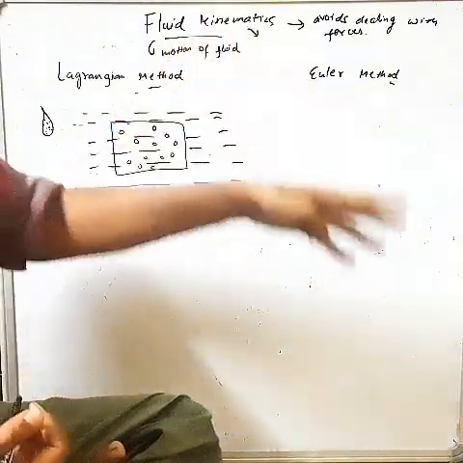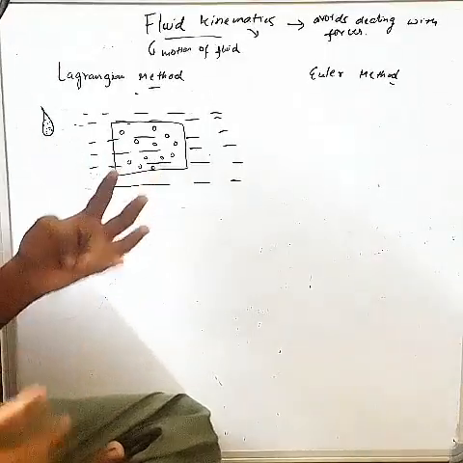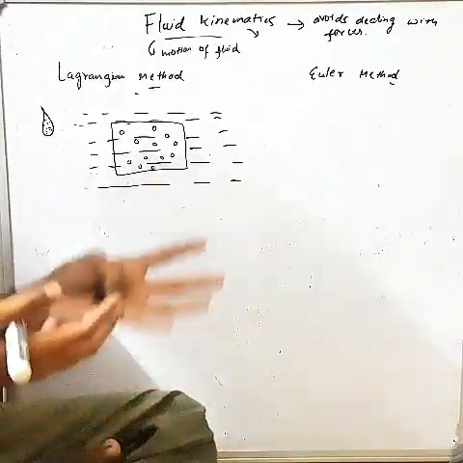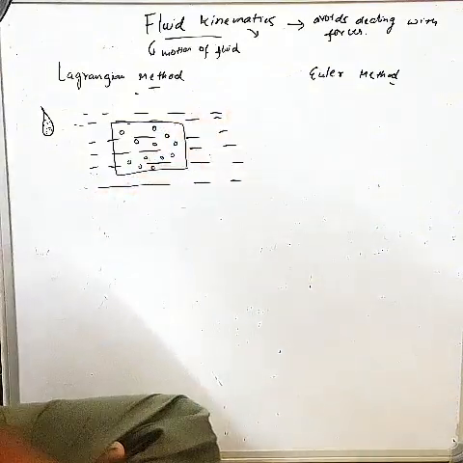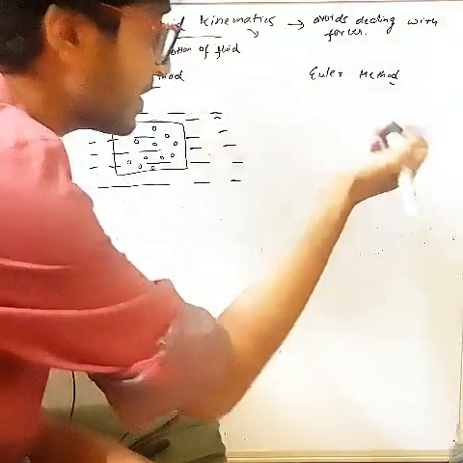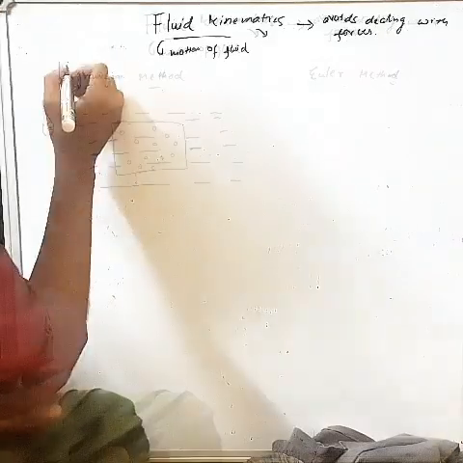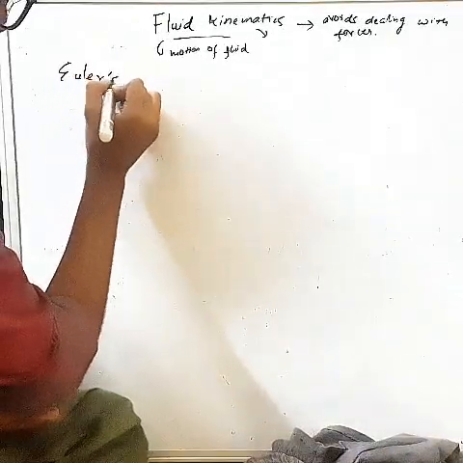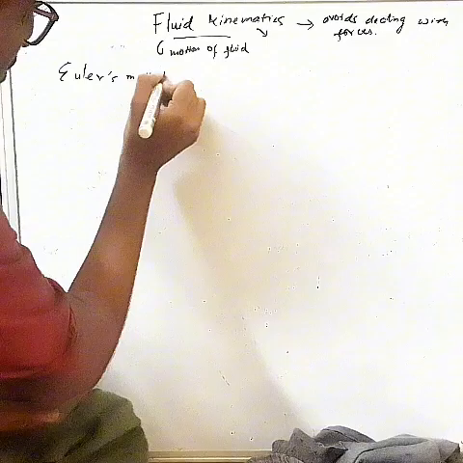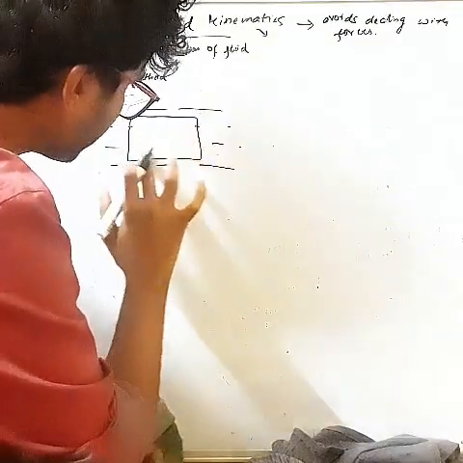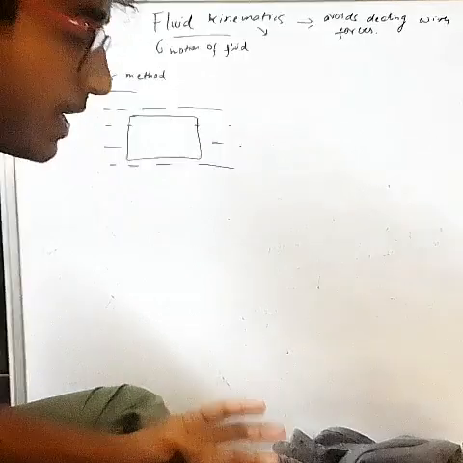But the Euler method is a little more effective and efficient, and it really helps us in most things. Most of the equations are based on the Euler method. So this thing, we will just rub off. What does the Euler method suggest? It states that we can take a field variable.